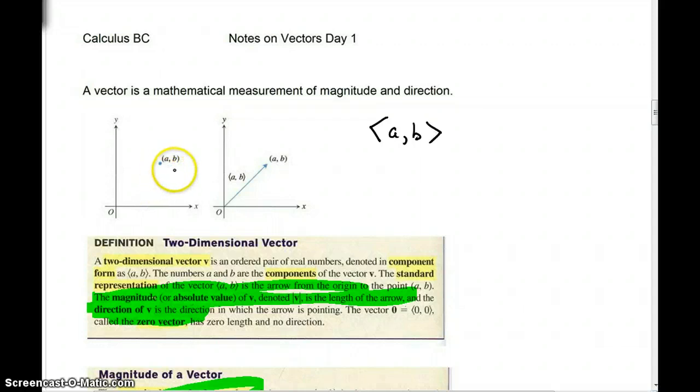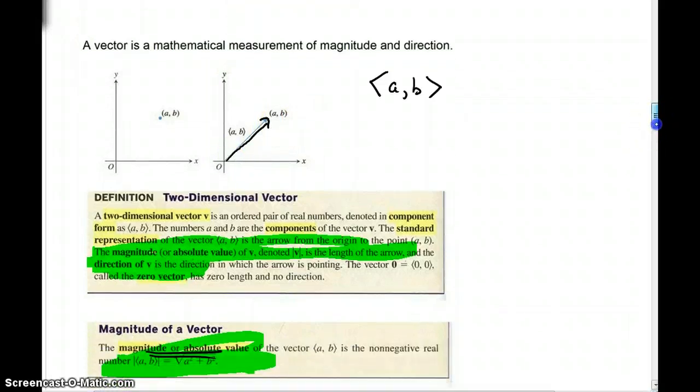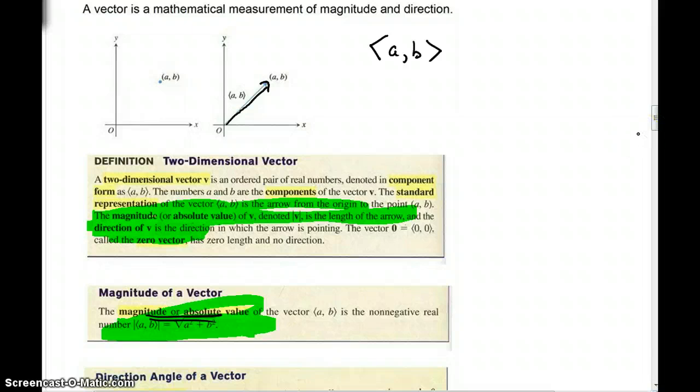You can see a picture of A comma B over here, but a vector is much more than just an ordered pair. It's actually representing, envision an arrow here. The length of the arrow is what we call the magnitude. The direction, even writing this in components with an x coordinate and a y coordinate, you can see just doing so indicates a direction coming from the origin. Reading this paragraph, a two-dimensional vector, of course, then has components A and B, standard representation of arrow A comma B. It's the arrow from the origin.